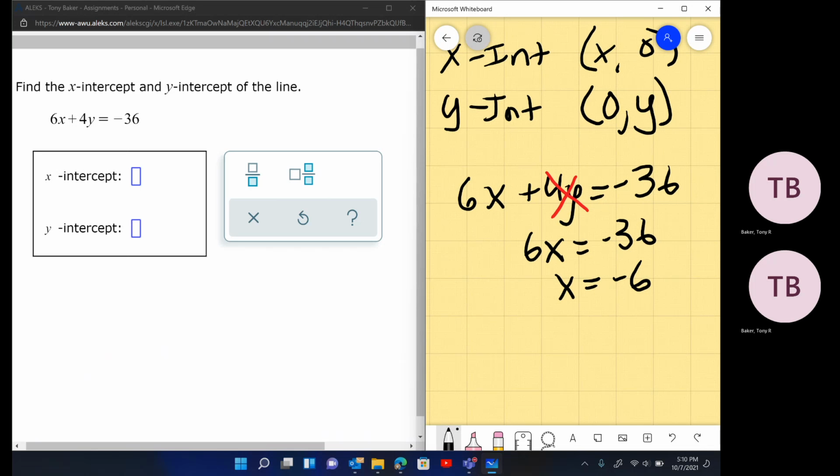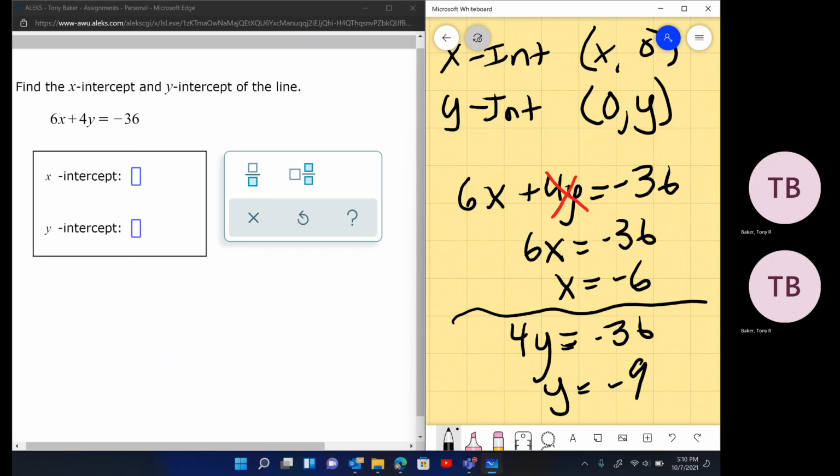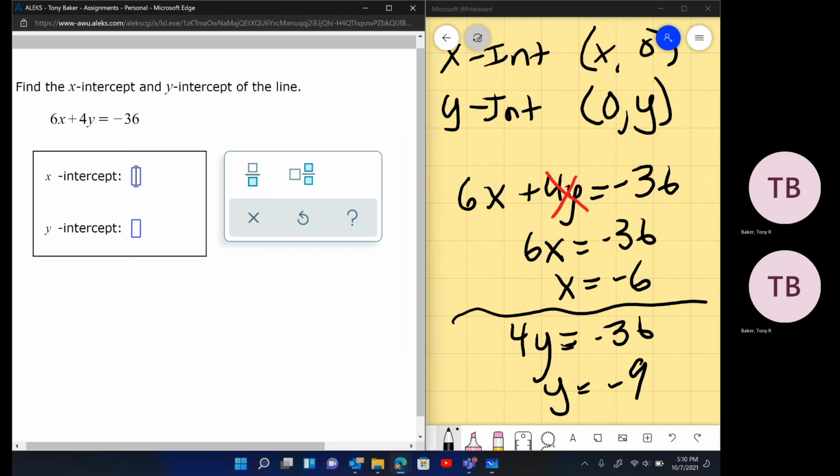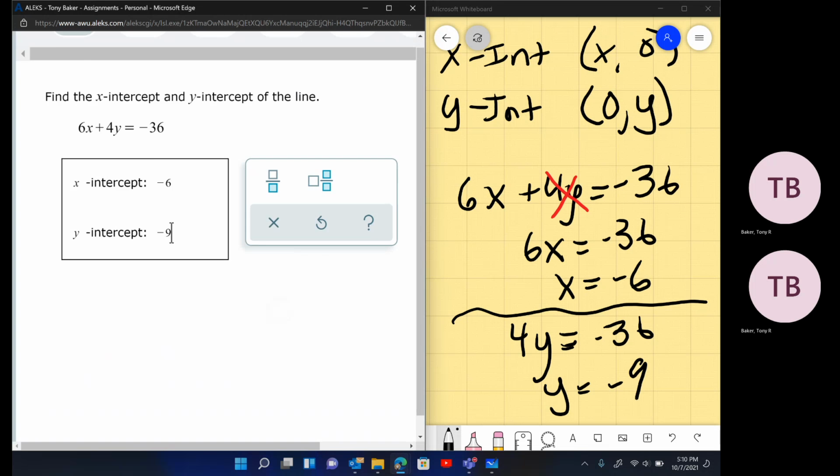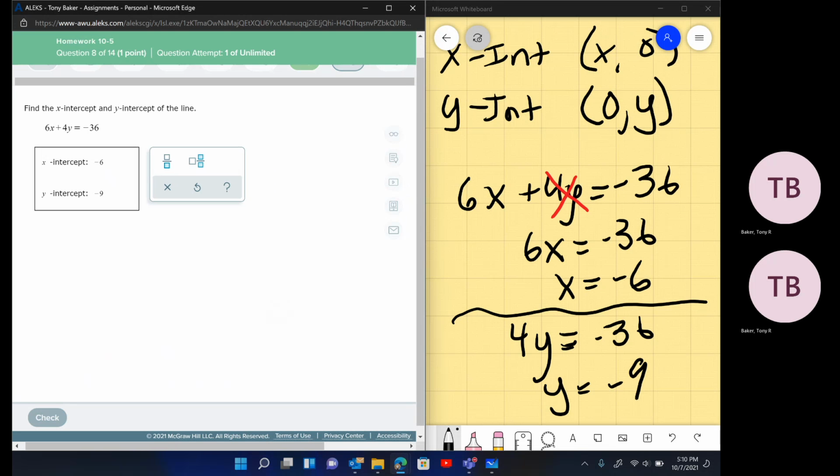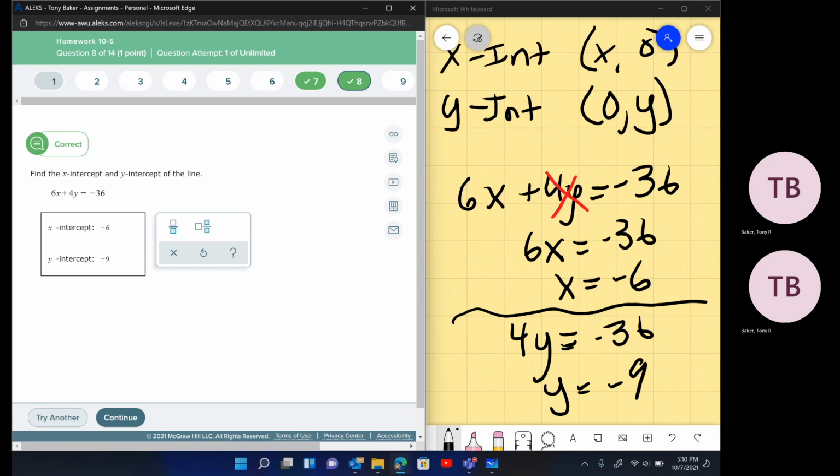For the y-intercept, I'm going to do the exact same thing, except this time I'm going to get rid of the x. So my y-intercept will be just 4y = -36. So divide by 4, so you get y = -9. So the intercepts are -6 and -9. That always works. They're not always going to come out to necessarily be a whole number, but it'll always work. So even if you don't get a whole number, that's not a horrible thing. Sometimes you will get fractions for these.